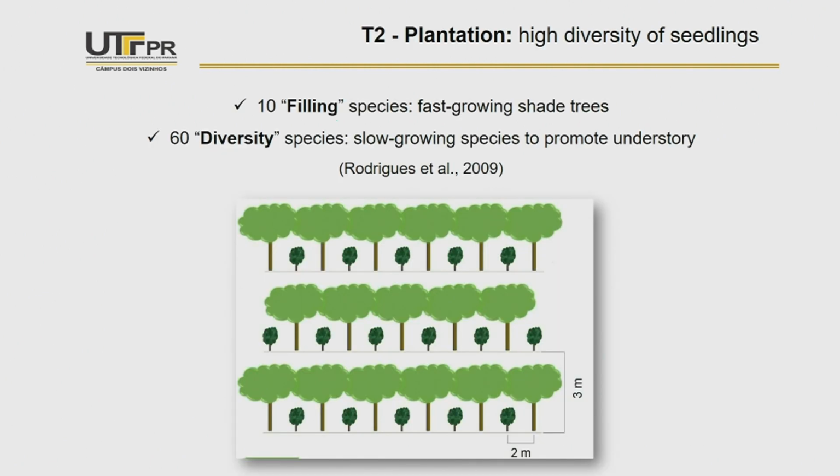For the plantation, we are using the Ricardo Rodrigues method. So we have a high diversity of seedlings: 10 filling species that are fast-growing shading trees, and 60 diverse species that are slow-growing trees. So we have 70 different native tree species all together in the same site. The idea is that the fast-growing would shade the slow-growing ones.